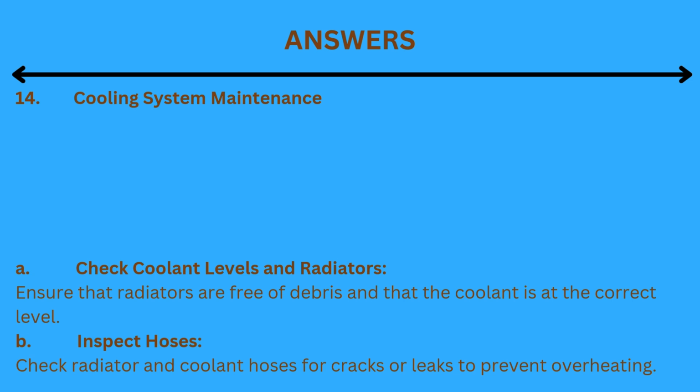14. Cooling system maintenance. A. Check coolant levels in radiators. Ensure that radiators are free of debris and that the coolant is at the correct level. B. Inspect hoses. Check radiator and coolant hoses for cracks or leaks to prevent overheating.